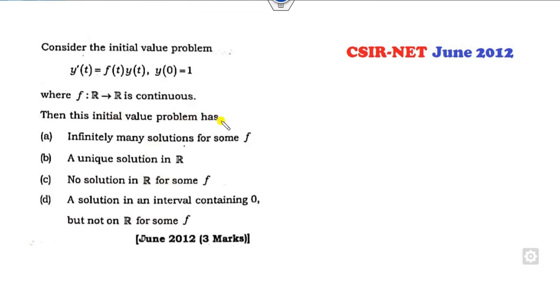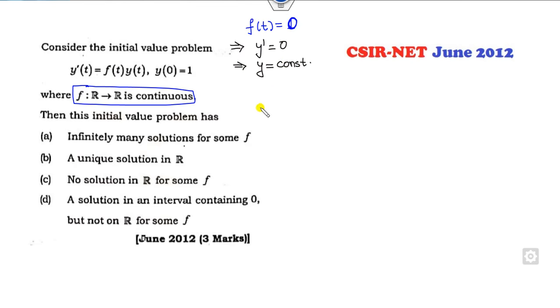Look at this another one. Consider the initial value problem where f is a continuous function. So you can choose any continuous function. I can choose 1, or 0 is also a continuous function. So if f of t is 0, y dash is 0. So y dash 0 means y is a constant. Can you find this constant c value? Because y of 0 is 1, c will be 1. So y is equal to 1 is my solution.